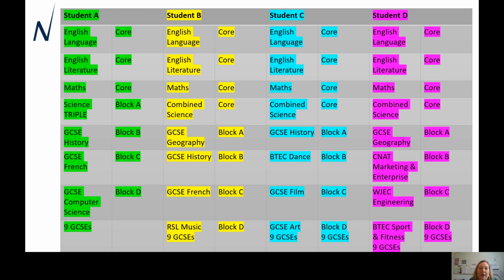So student A has got to study English language, English literature, maths, but they want to do triple science. They've been invited, they've said yes, they want to do 3 separate sciences of biology, physics and chemistry, 3 separate grades rather than the combined, which will only give them 2. They probably want to go on to study the sciences at sixth form, or they're thinking that having those triple sciences are going to lead to the opportunities that they want career-wise.